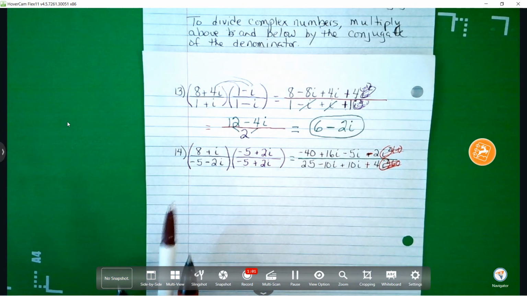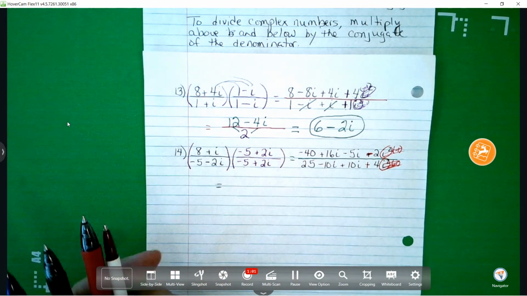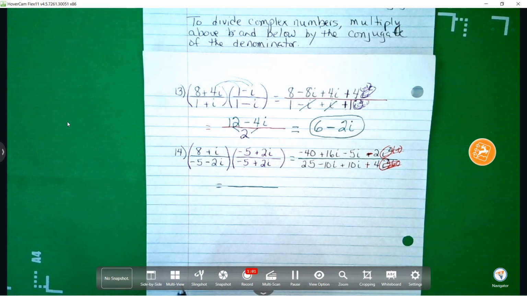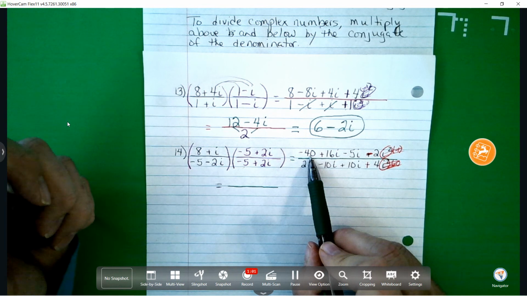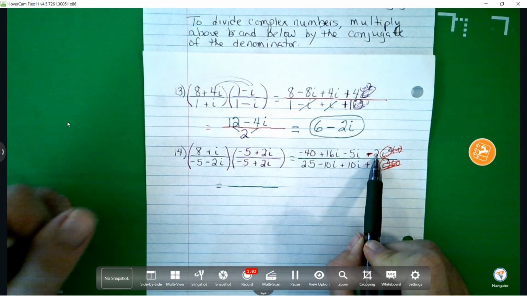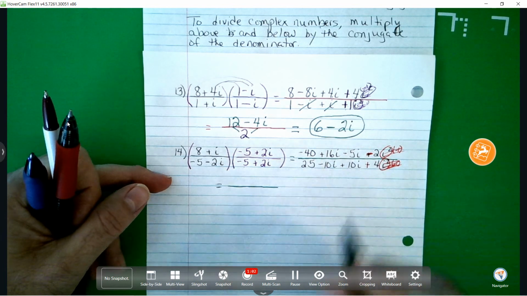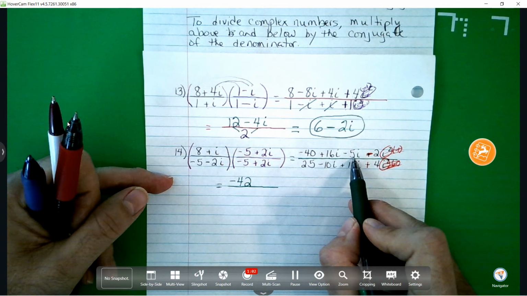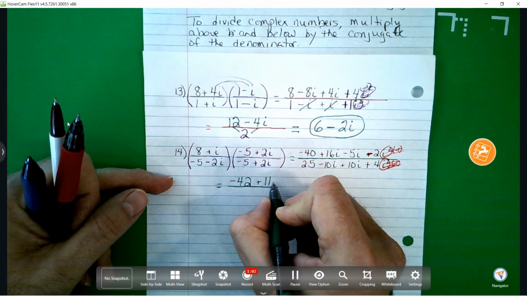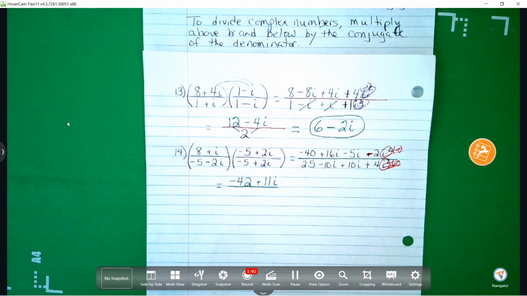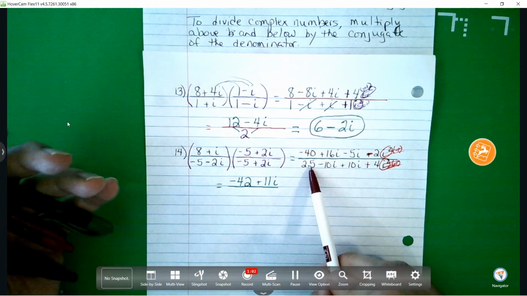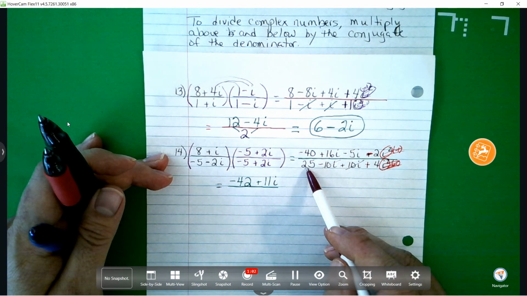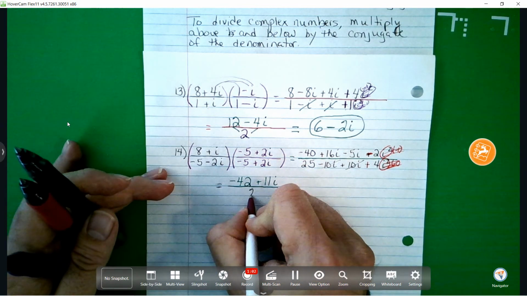Okay. So let me draw my fraction bar and let's see what we're going to have. Negative 40 minus 2, is that going to be a negative 42? 16 minus 5, is that going to be a plus 11i? And what about on the bottom? The i's subtract out. 25 plus 4 is 29.